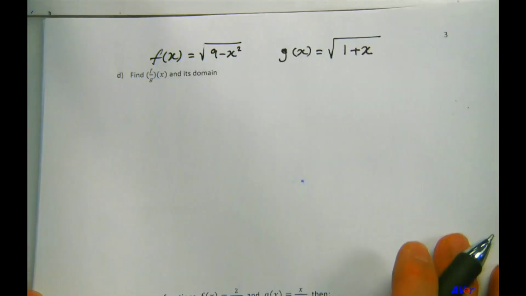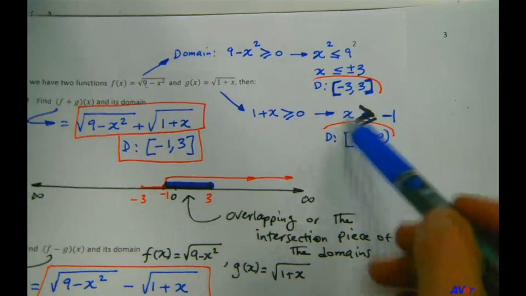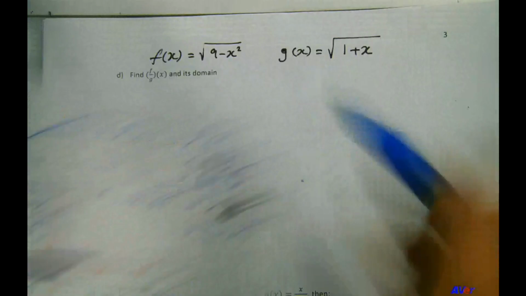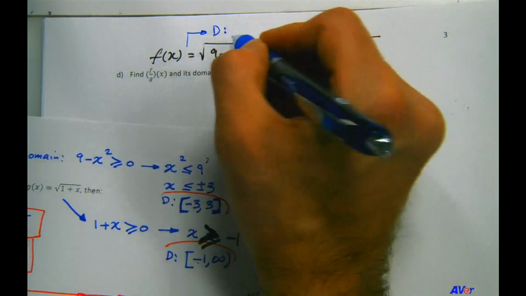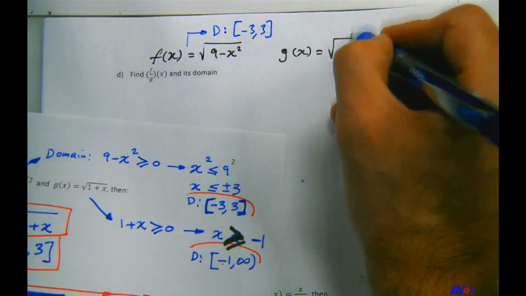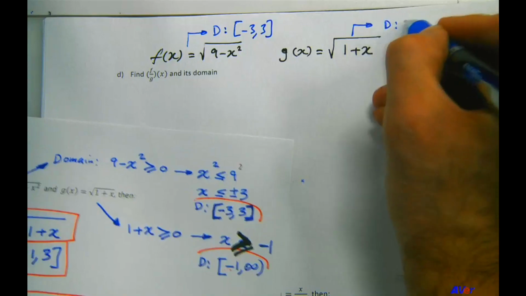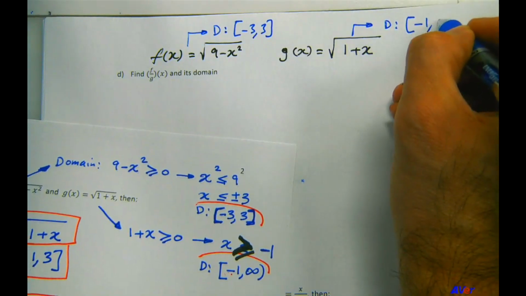And once again, let me write down the domains for each of these, which we've already found. I'm going to write these domains for each of these functions on here. So this one had domain -3, 3. This one had domain -1, infinity.